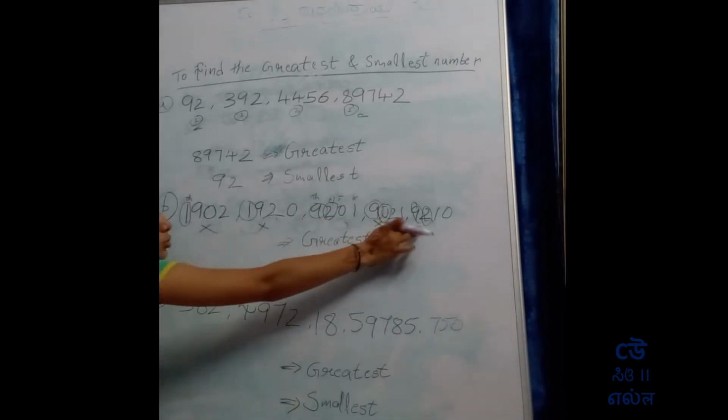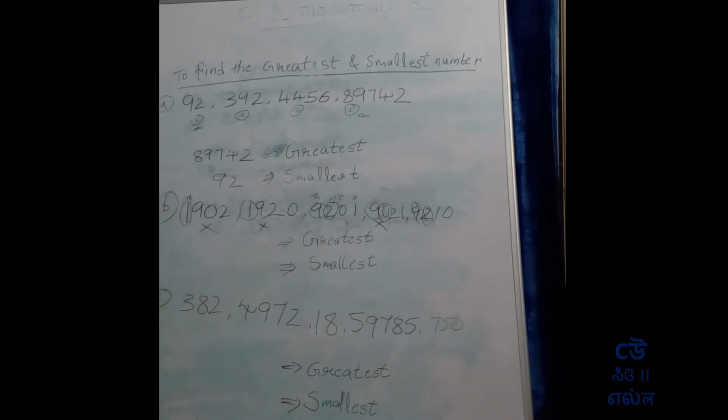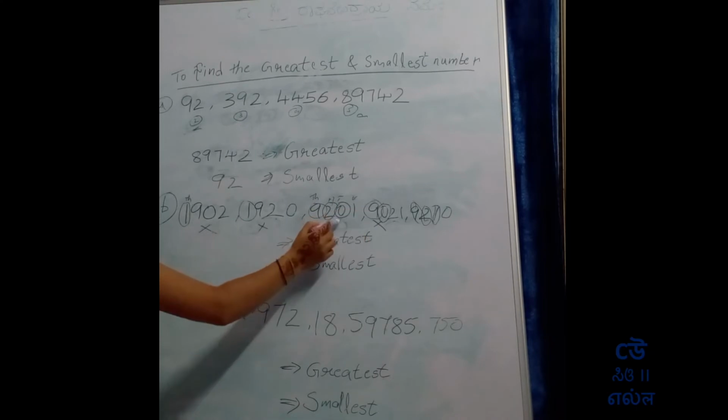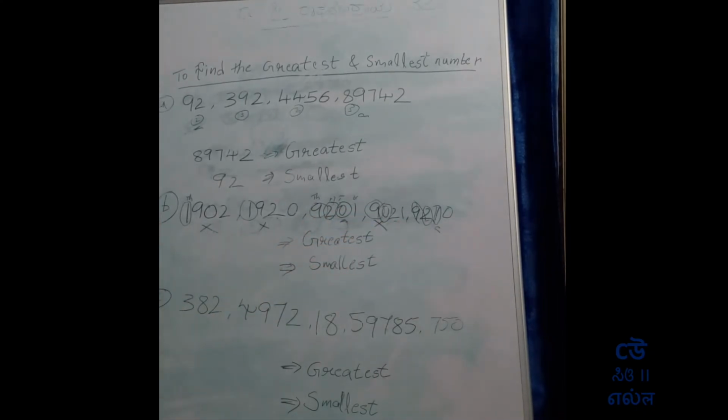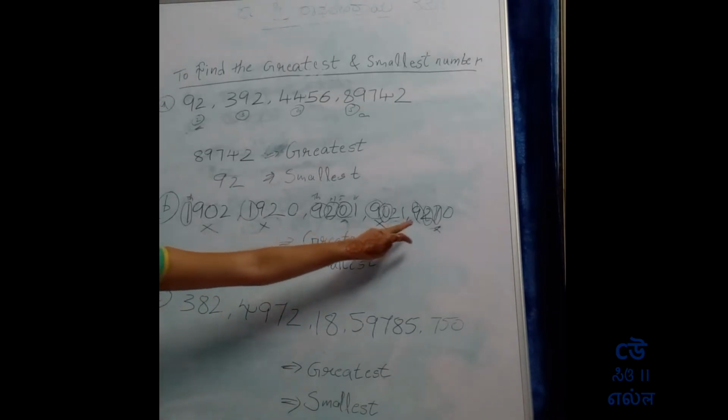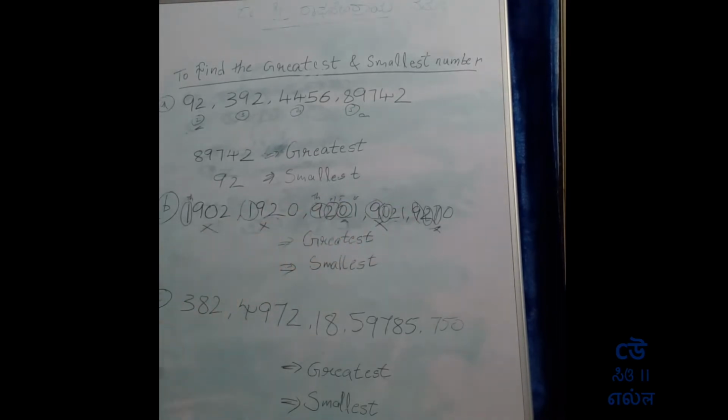So in these 2, which is the greatest number? How to find it is, next again consider the next place value, that is the tens place. Here we have 0, here we have 1. So which is the greatest number among these? So we'll consider this as the greatest number, that is 9210. This will be the greatest number among all the numbers.